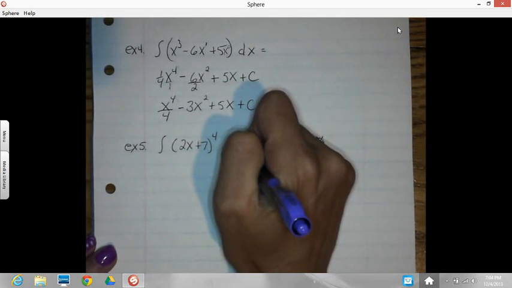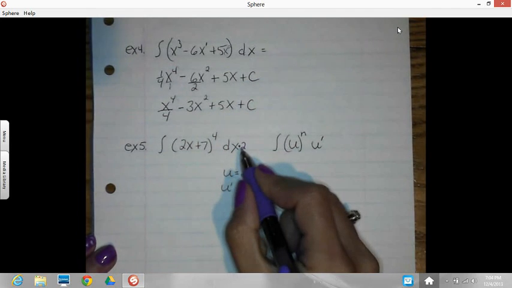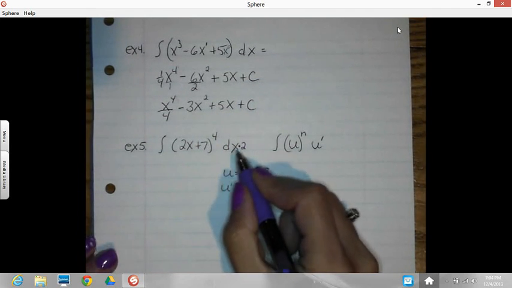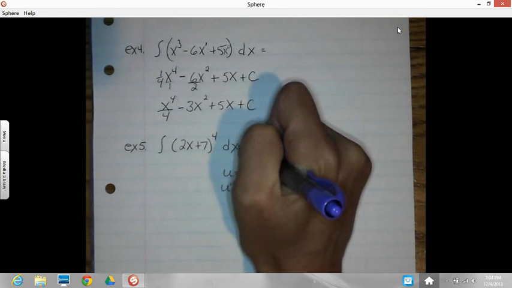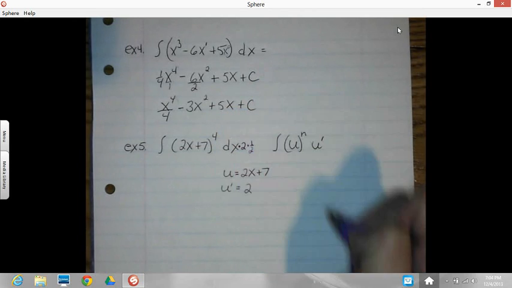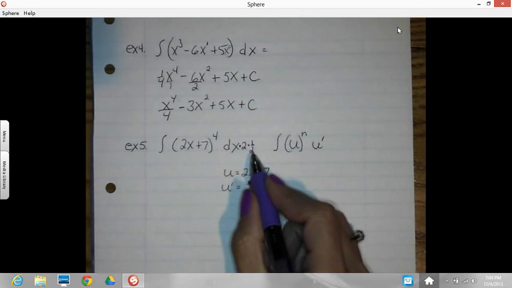I multiply by 2 here, and the other thing I have to multiply by to make this all equal to 1 is multiplying by 1/2. Okay. Do you agree that 2 times 1/2 equals 1? So all I've done is hit it with a 1.